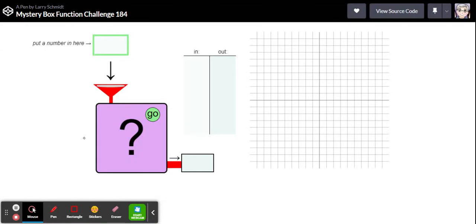Hello everybody and welcome to another mystery box function challenge. In the purple box there is some mystery math and your challenge is to figure out what it is. You can use the link in the description to try this out, and when you think you've got an idea, come on back and see if we get the same thing.